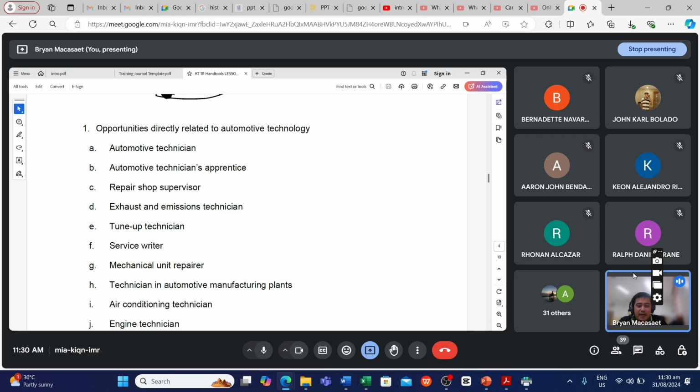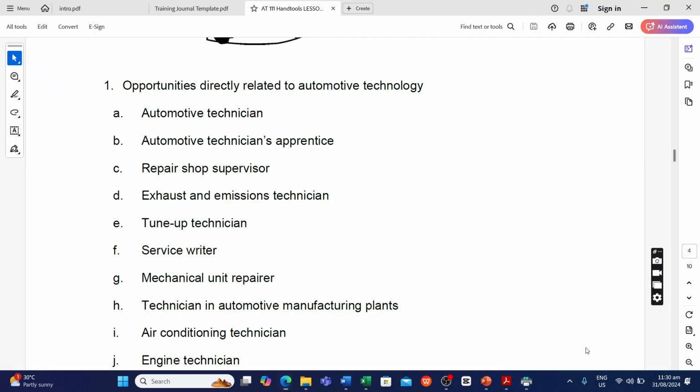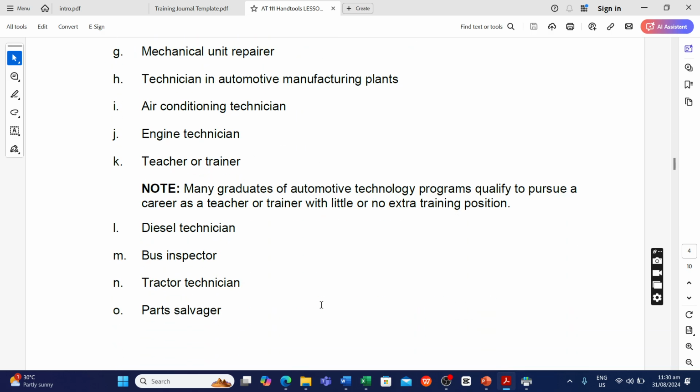Pwede rin. Ano pa? Yung ating mga welder, yung mga nagre-repair ng body, yung mga tawag latero, ano pa? Ano pa bang mga trabaho directly to automotive technology? So marami. So basta ang ginagawa ay sasakyan, edi yun ay related to automotive technology. So it is not limited dito sa nakalista. So marami pang trabaho related to automotive technology.